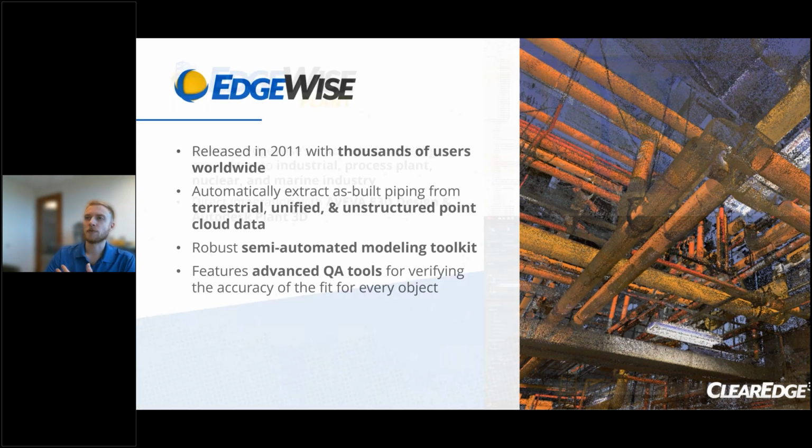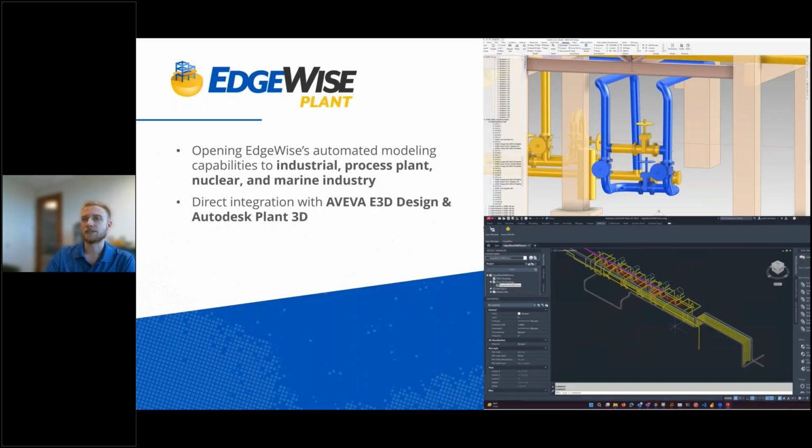So a couple things that we're going to do is bring in EdgeWise Plant. EdgeWise Plant is a new approach for us, where we're really focusing on the plant and process, nuclear, and marine industries, and our ability to work with AVEVA, Plant 3D, and some other industry tools out there. So we have some direct integrations, and this is all tied together to our general goal of having better support for those industries. This is our starting point for really pushing that much harder.